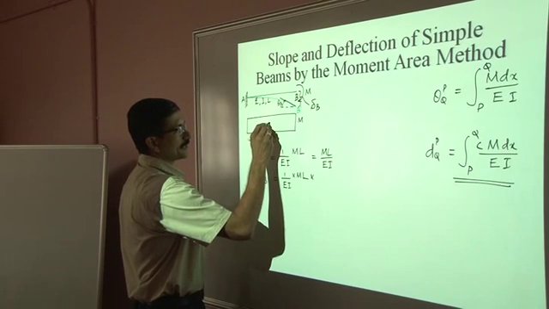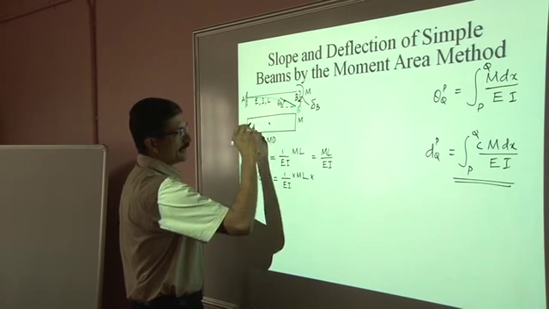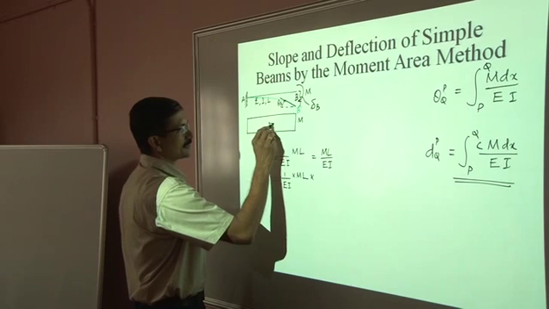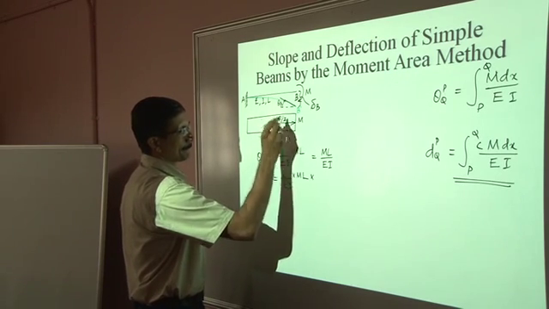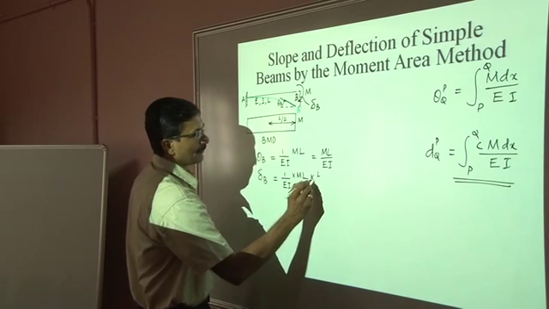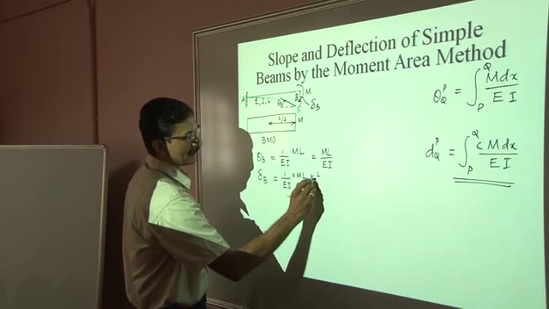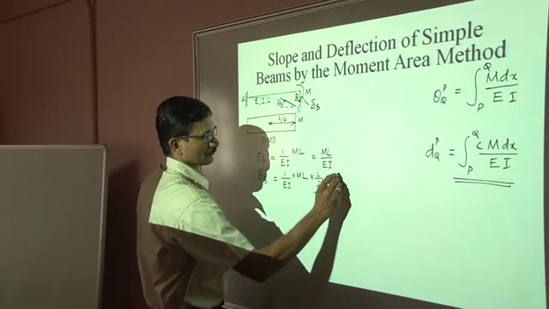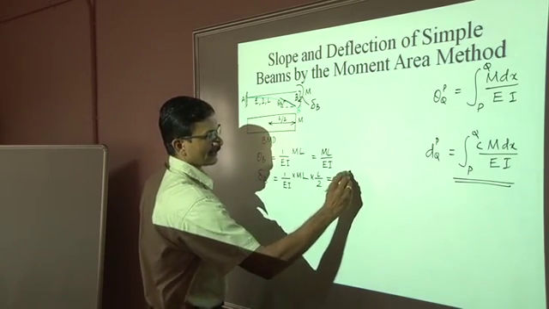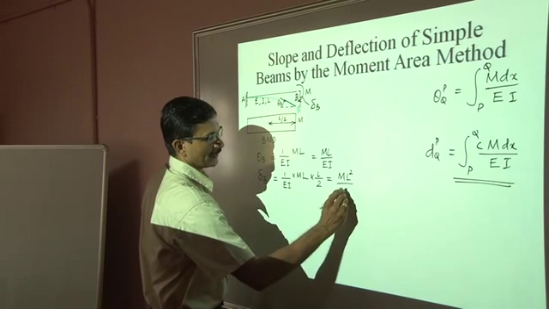The center of gravity or centroid of this would be at the center of the diagram because it is symmetric. So this distance will be equal to L by 2 for sure. To get the moment of that about end B, we multiply that with L by 2. So this is equal to M L square divided by 2 EI.